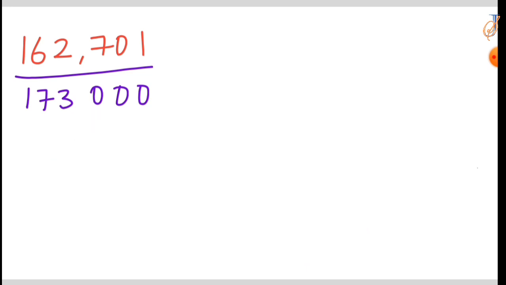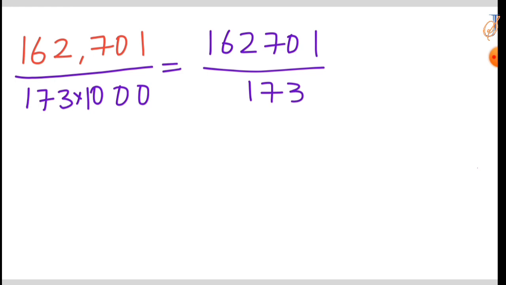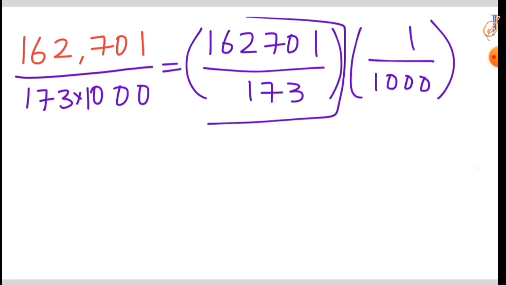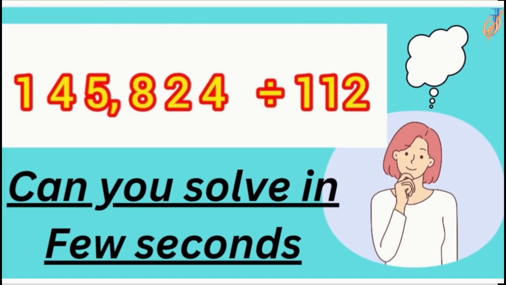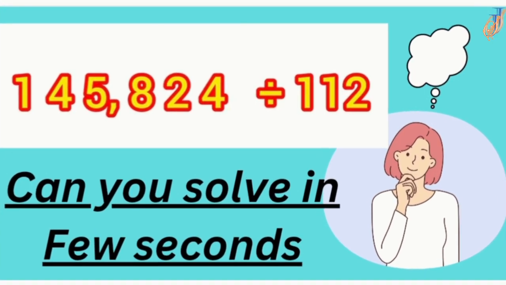Split into 173 times 1000. So this I can write as 162,701 over 173 times 1 over 1000. First perform this division, later adjust the result dividing by 1000. In one of my previous videos, I explained the division trick. For a deeper understanding of division techniques, I recommend watching my previous video, the link is available in the description.